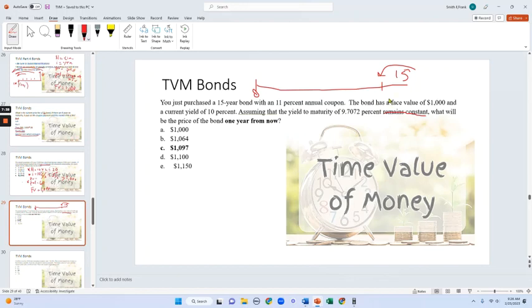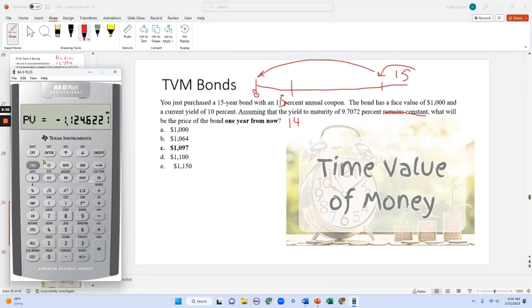So the interesting thing on this problem is not that it's a 15-year bond, but that you want to know what it's worth 1 year from now. Therefore, the N 1 year from now is going to be 14 years. And 10 years from now is going to be 5 years. So as you're working your way back towards the bond's maturity, keep in mind that the N can get smaller all along. So when we put this in the calculator, I'm going to clear it out here.